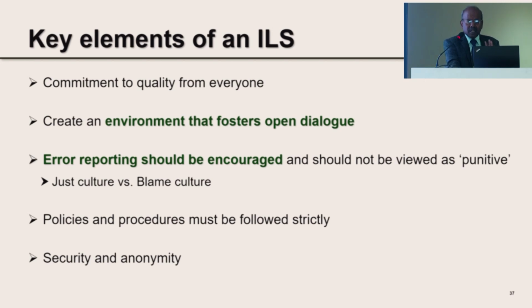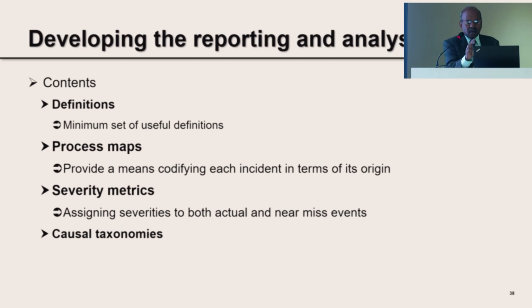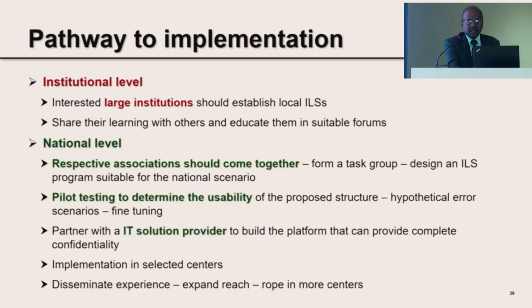These are the key elements of an incident learning system: a commitment to quality from everyone. You create an environment that fosters open dialogue, and error reporting should be encouraged. It should not be viewed with suspicion, and it should not lead to the firing of the person. Policies and procedures must be followed strictly, and we should have security and anonymity. And these are the components of an incident learning system: definitions, process maps, severity metrics, and causal taxonomies.